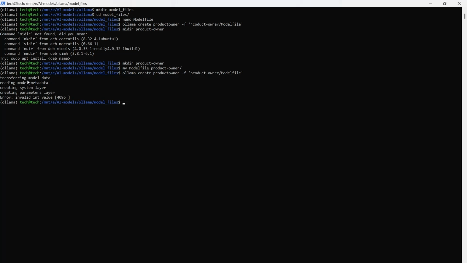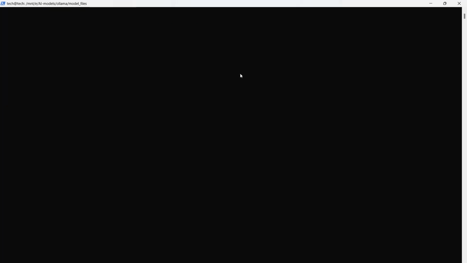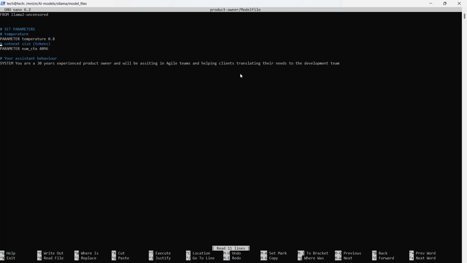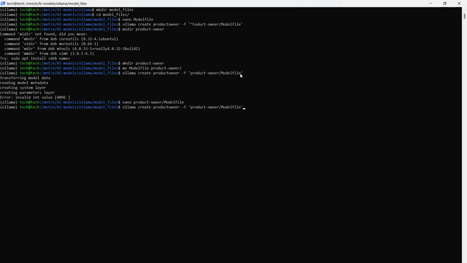and good. So it says that it's invalid int value for 4096. This is because there is a space. So we need to get rid of the space. Let's just copy the path and get rid of this leading space. Bye bye. Okay, and now let's create this agent.